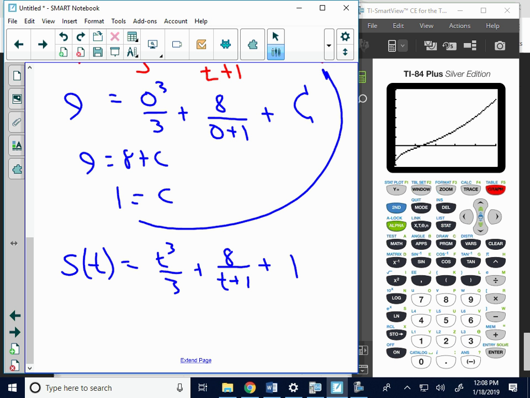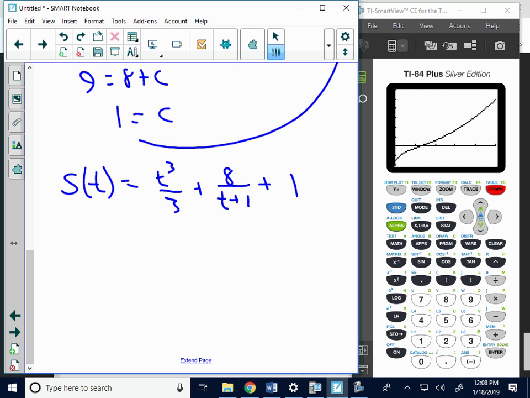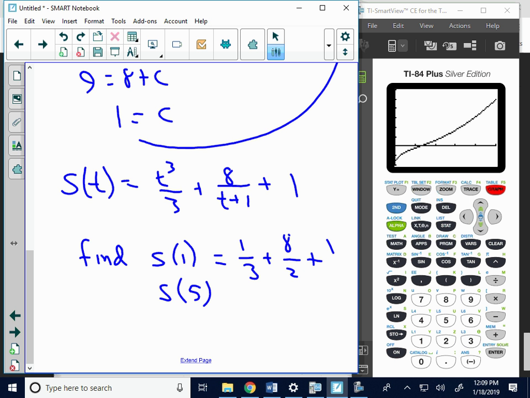Now, did they ask me to do anything with this? They said, what is the particle's position? Find s of 1, find s of 5. Well, if we've gone through all of this, we can easily get s of 1. You just plug 1 in there, so that's 1/3 plus 8 over 2 plus 1. I'll let you do the arithmetic. s of 5 would be 125 over 3 plus, putting 5 in there, 8 over 6 plus 1. So you could calculate s of any time that you want.